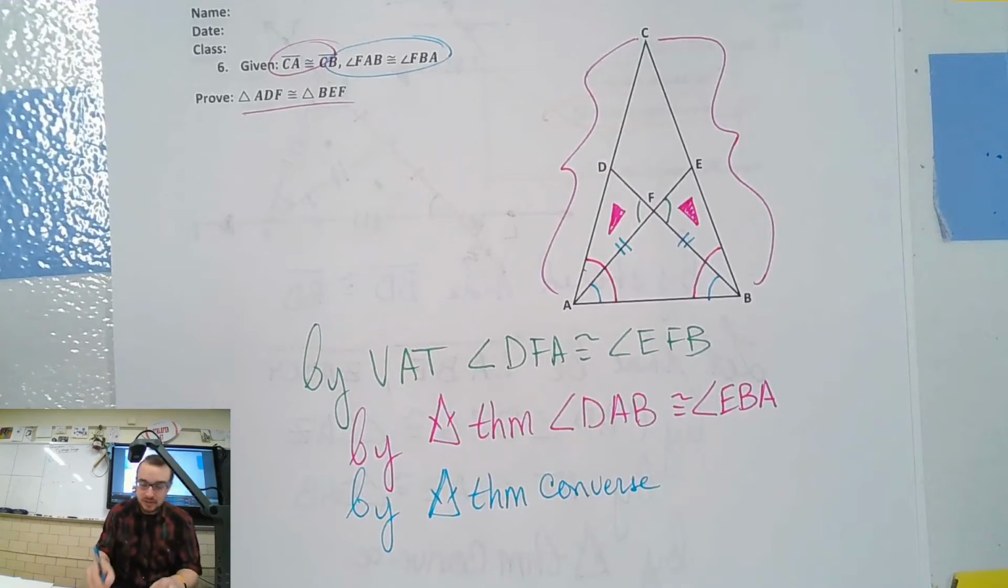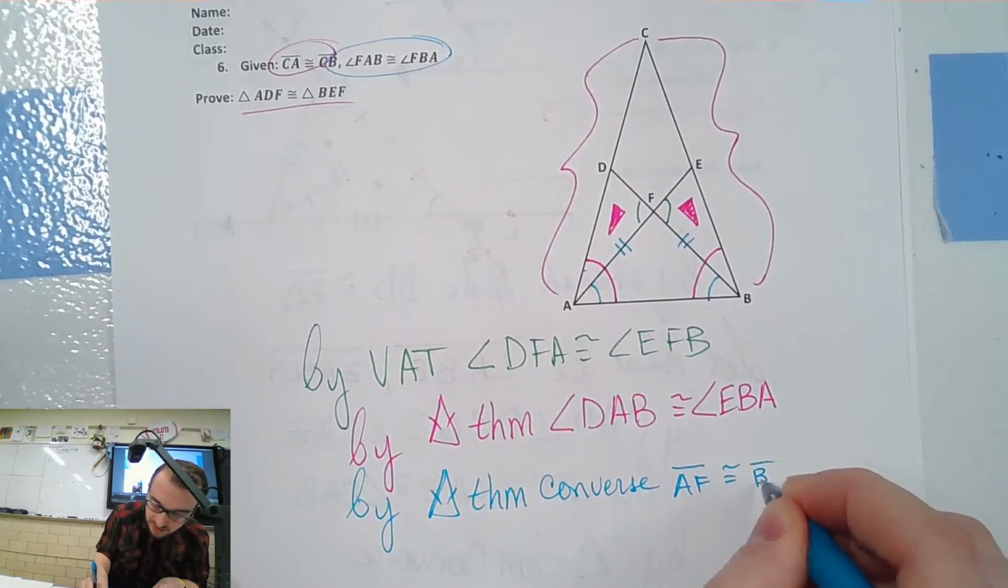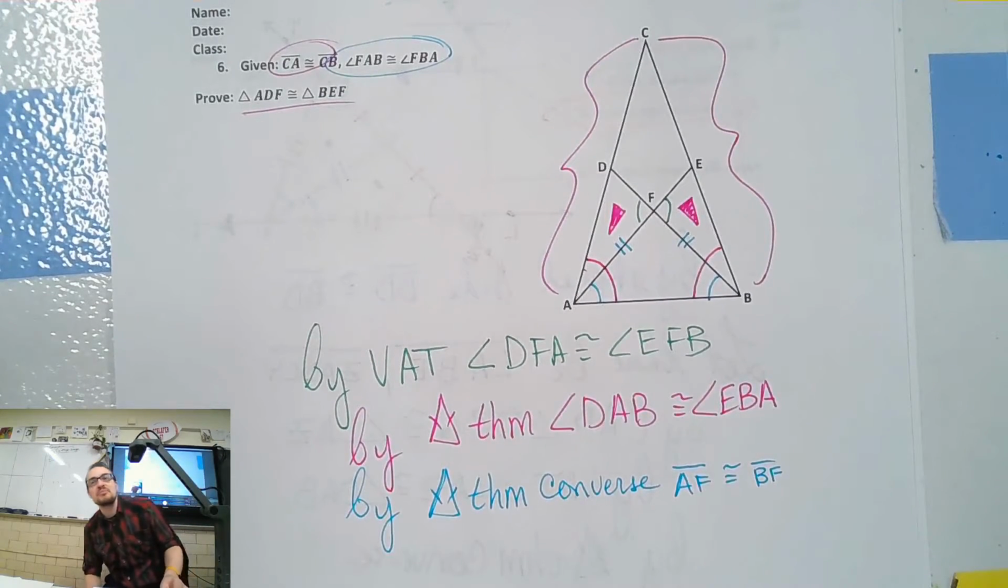By the converse, we get the sides. So AF, BF. BF is AF. All right, does everybody see how we got all that?